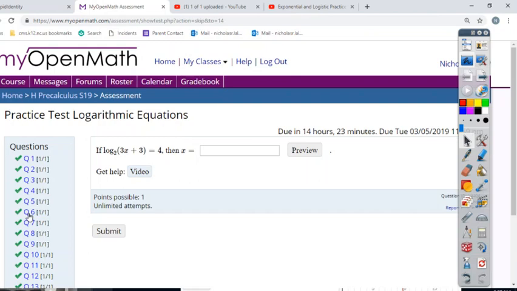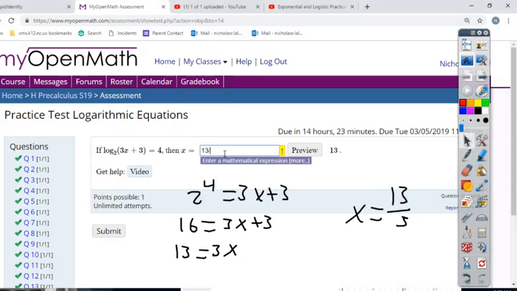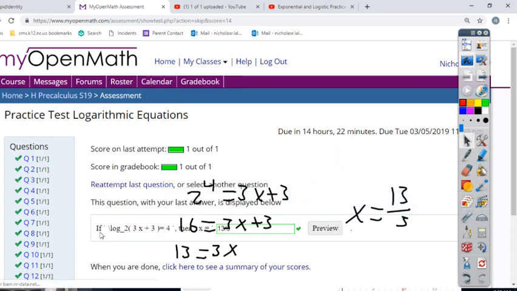Question 15. All right. If the log base 2 of 3x plus 3 equals 4, then x is equal to, well, 2 to the 4th equals 3x plus 3. 16 is equal to 3x plus 3. 13 is equal to 3x. X is equal to 13 thirds. Hit submit, clear annotations, got it right, moving on.